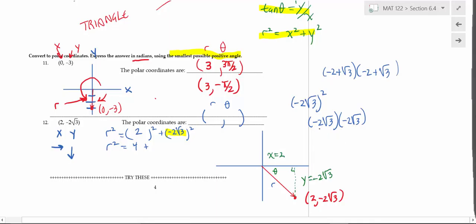You don't do it here. You just do -2 times -2 is 4. And then you do square root of 3 times square root of 3, which is square root of 9. So you get 4 times 3, so you get 12. Okay? So what you can do, so you can do this in your head.